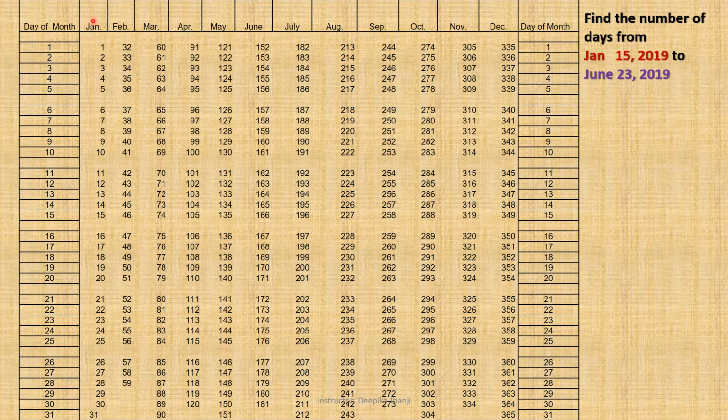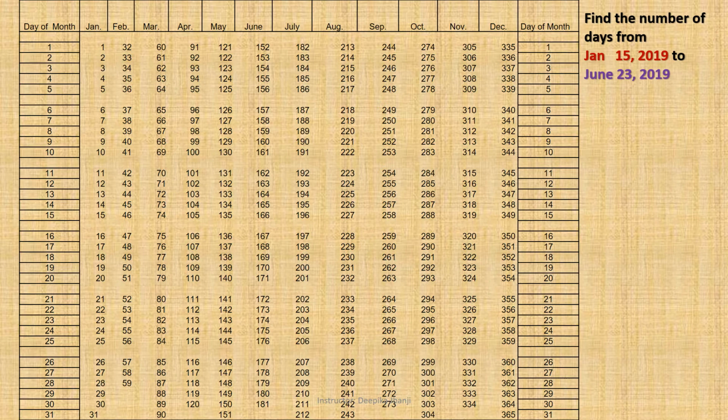Now, the first date is January 15th. So under the column of month January, we'll go down to date 15th. So this is the 15th day of the year. The second date is June 23rd. So go under June, and at the 23rd date, that's the intersection, and it says 174th day of the year.